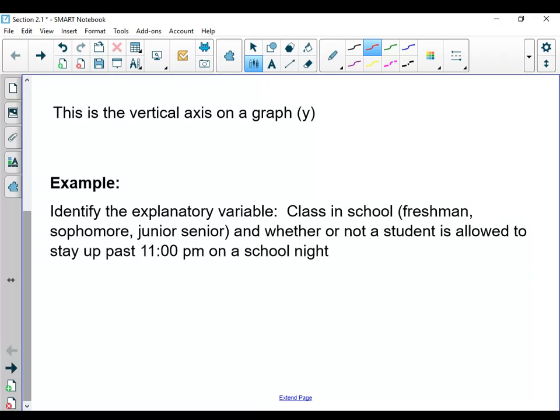Because that's what we're looking for when we talk about explanatory. Would how old a person is affect how late they get to stay up? Or how late they get to stay up affect how old they are? Which one of those do you think would be the explanatory? Yeah, probably most likely how old they are, right? So the class in school is probably our explanatory variable there. Because again, being a senior may affect how late you get to stay up. But if I get to stay up till midnight, that doesn't mean that I'm automatically a senior. Like I said, the reason that's important is as we start doing graphs, we've got to know which one goes on the x and which one goes on the y.